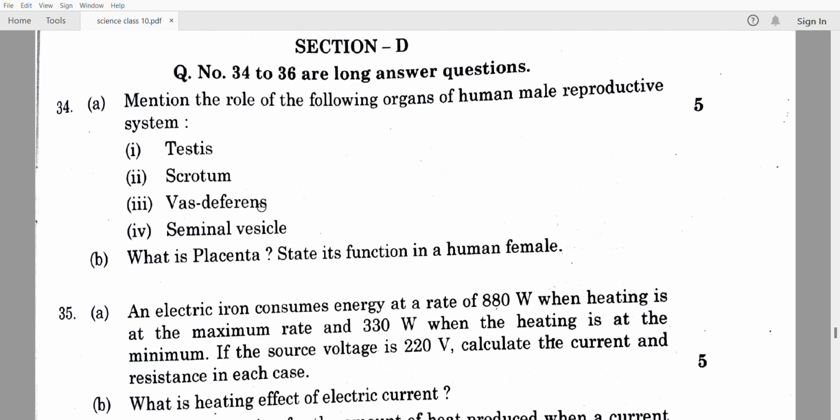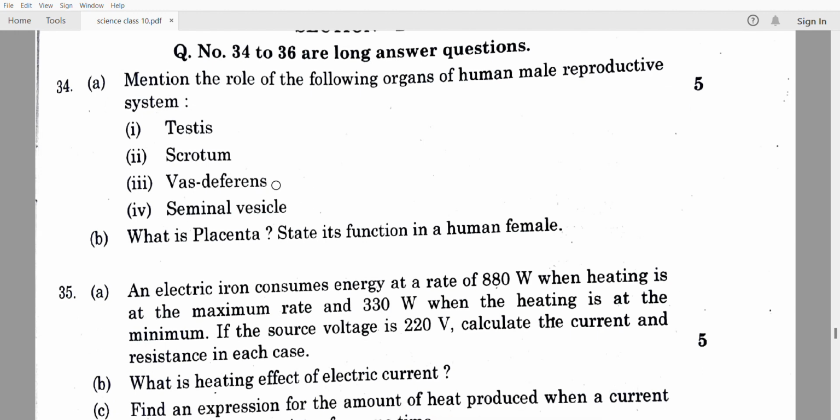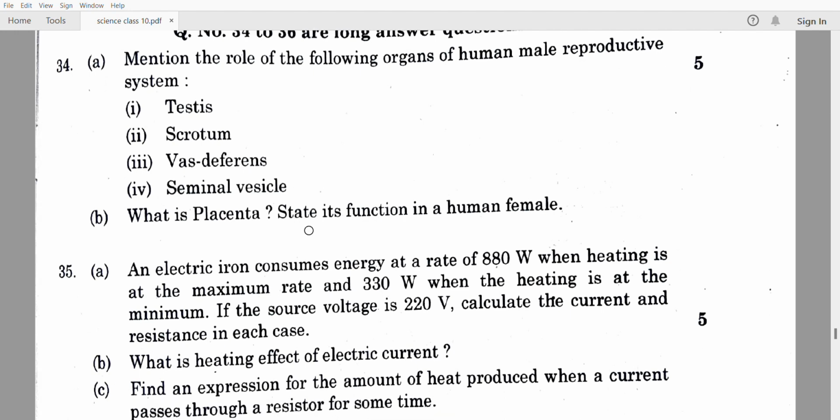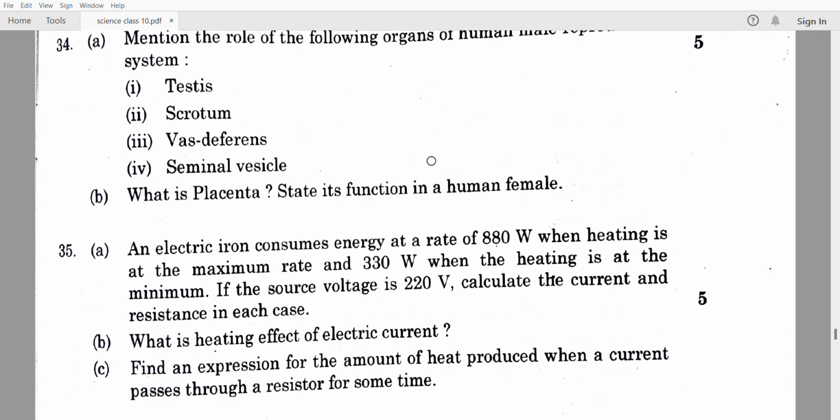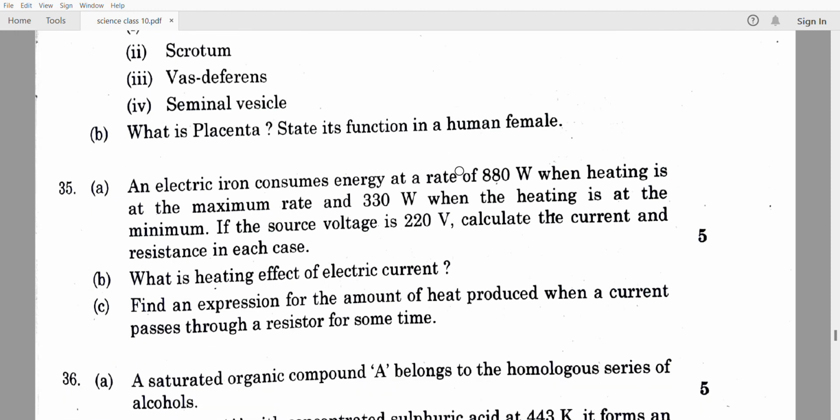Vas deferens, pathway through which... okay. So vas deferens is a pathway where the male gametes like sperm or the semen will be transferred, and seminal vesicle is the place where the semen is secreted to nourish the sperm. So the last question in this, what is placenta? Placenta is a disc-like structure which acts like a connecting link between mother and the baby. Its function in a human female is helping in transporting materials from mother to the offspring.